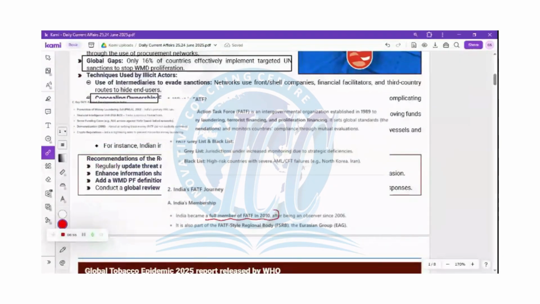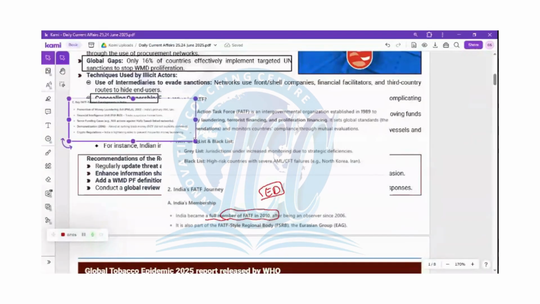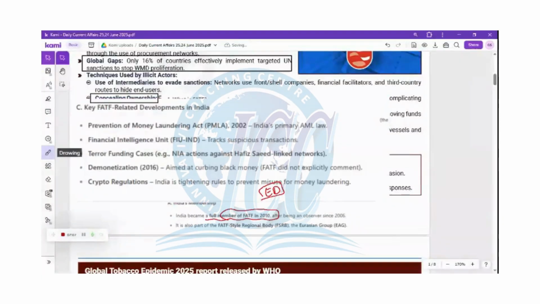India became a full part of FATF, so Enforcement Directorate officers will be required to report about the essential money laundering issues. Now, in this context, whether India has complied, yes. See, the Prevention of Money Laundering Act was enacted in the year 2002. It's a part of the Financial Action Task Force recommendation. All right, then the Financial Intelligence Unit under the Minister of Finance.